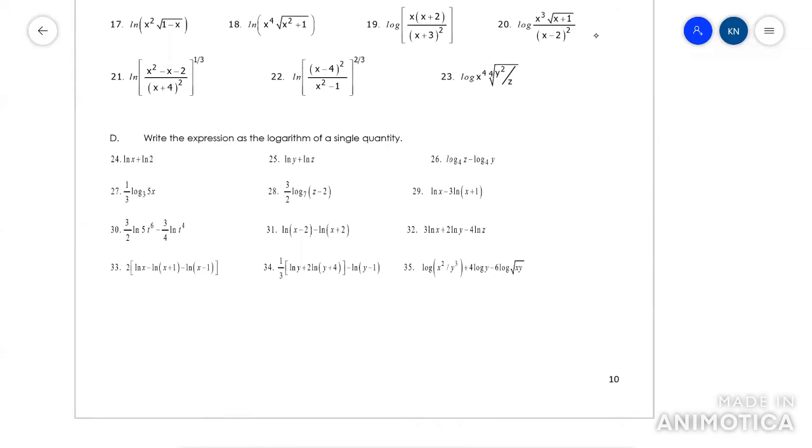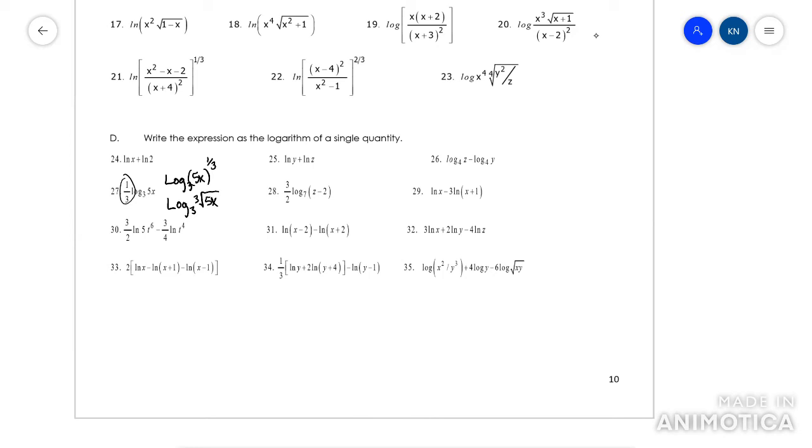Now look at 27. It would just be log base 3 of 5x, and then you would move that 1/3 here to become a power like this. So really it's like log base 3 of, you could make the power of 1/3 be called the cube root of 5x. So that would be my answer there.